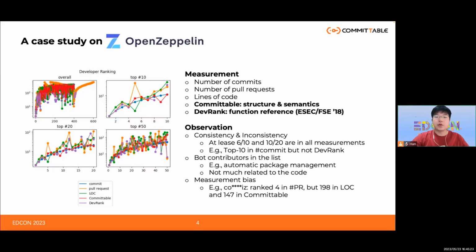The results indicated both consistency and inconsistency in their contributions. More specifically, at least half of the contributors are in all measurements. However, we did see that a top 10 developer by number of commits is not in the list of DevRank. Bots are widely used to submit commits to projects these days, for example, automatic package management, but they are commonly not much related to code level modifications. Moreover, any measurement might introduce bias to developers. Here, the developer is ranked 4 with the number of pull requests, but 198 with lines of code and 147 with Committable. That said, the developer was involved in many pull requests, but did not update the project that much.